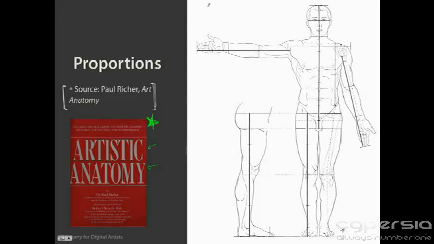Okay, so let's get back to the proportions slide. And there is a lot of information on this figure you see in front of you. And I'm going to try to cover all the relevant information so that you can use it as a tool in your own work. First thing that we have to understand is this is 7 1/2 heads tall.